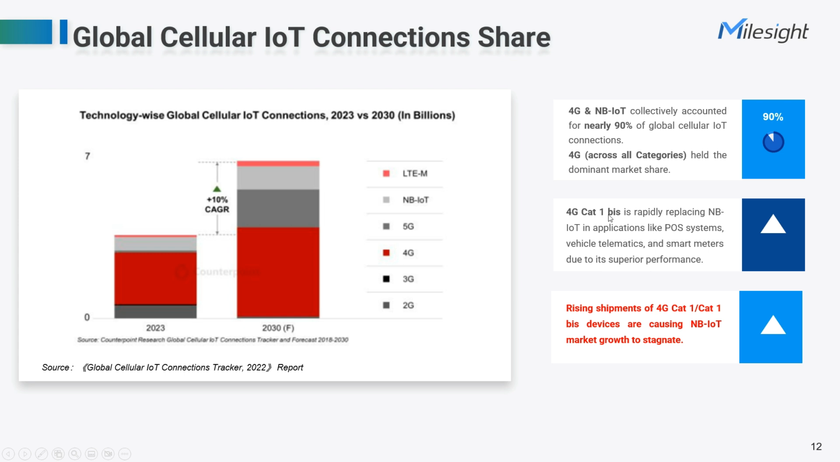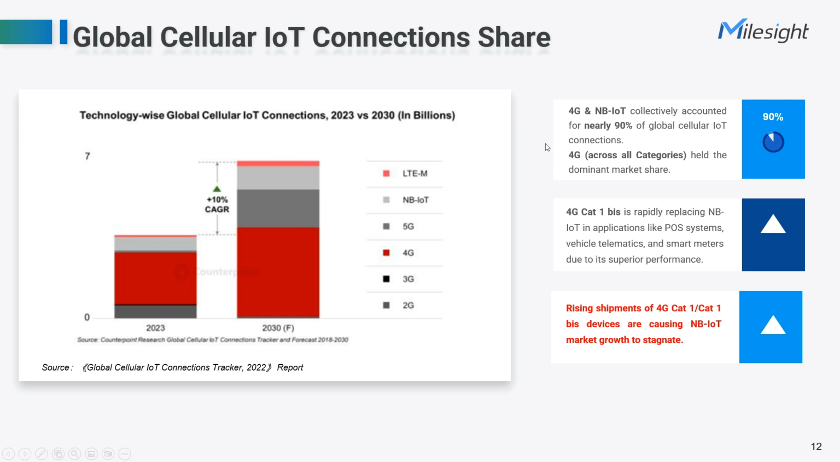Now, here's an interesting trend we've been seeing in recent years. 4G Cat 1 bis is actually starting to quickly replace NB in a lot of applications. Why? Because it offers better performance. We're seeing this shift happen in things like POS systems, connected vehicles, and smart meters, which are all adopting Cat 1 bis on a large scale. As you can imagine, with shipments of both 4G Cat 1 and Cat 1 bis devices going up and up, the market growth for NB has basically started to stagnate.